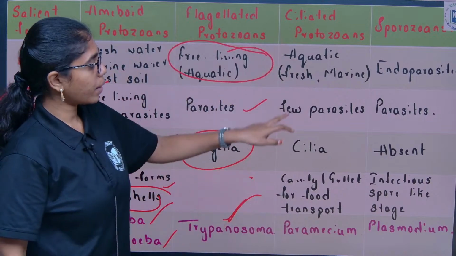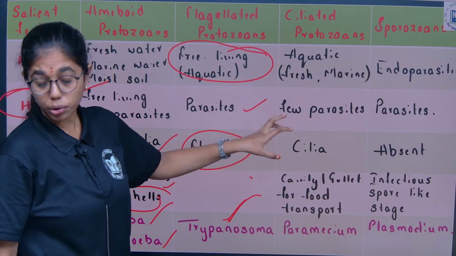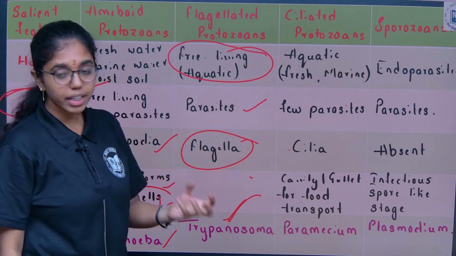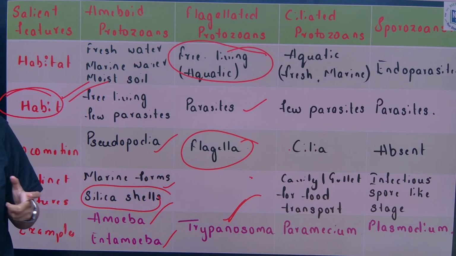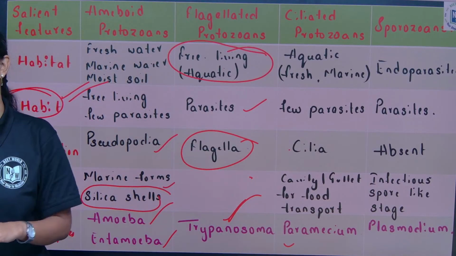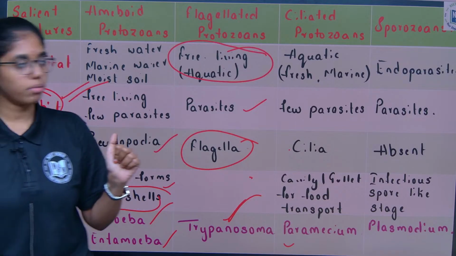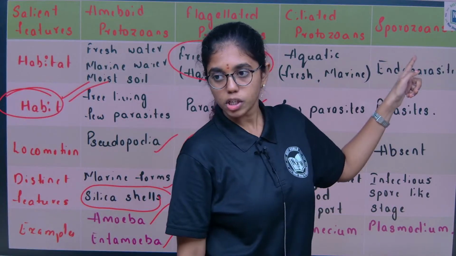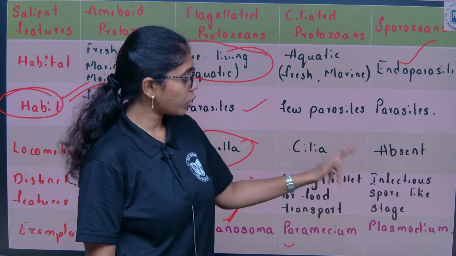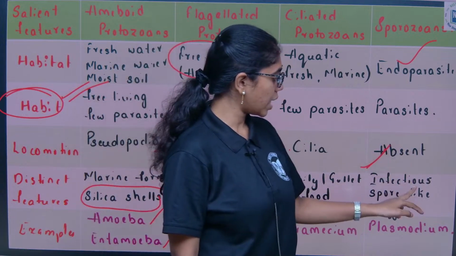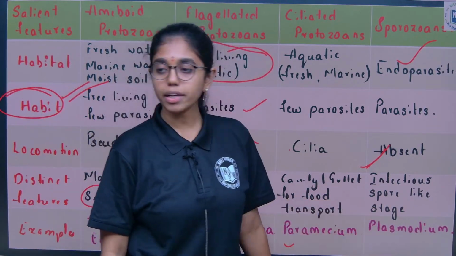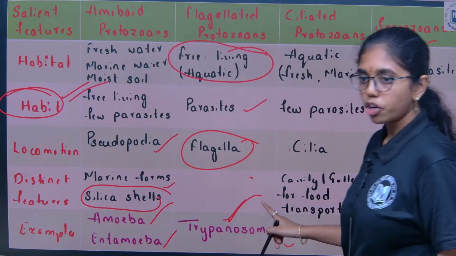Ciliated protozoans are aquatic, few are freshwater, and few are parasites amongst them. Cilia is their motile structure, and they have a cavity to engulf and transport the food, that is the gullet. Example is paramecium, and you can also note under the key features that it shows a binucleated condition, macronucleus and micronucleus. Next is sporozoans. Sporozoans are endoparasites. They show parasitic habitat, no cell wall, no motile structures. They form an infectious spore-like stage, which you will see in the malaria life cycle. The example is plasmodium. Clear with all the types of protozoans, right?